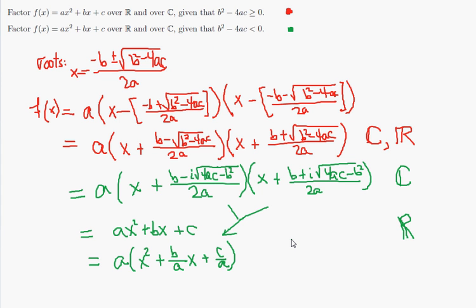So that's the factorization of the polynomial ax squared plus bx plus c under the assumptions that b squared minus 4ac is not negative, and under the assumption that b squared minus 4ac is negative.